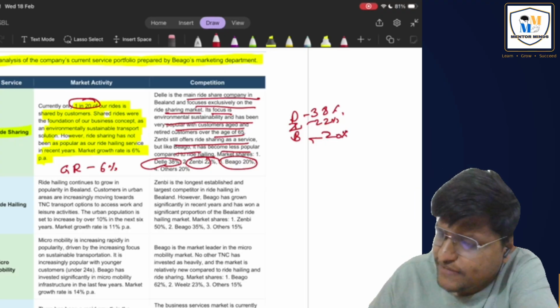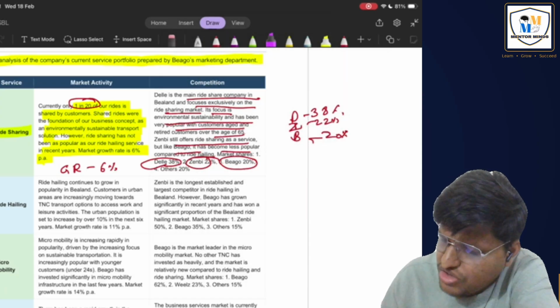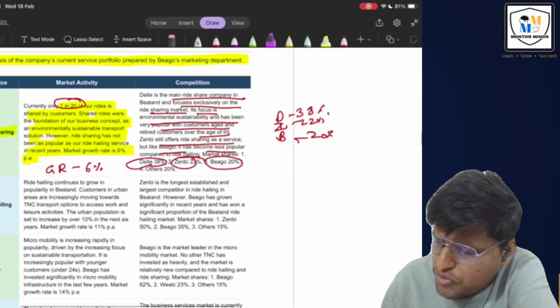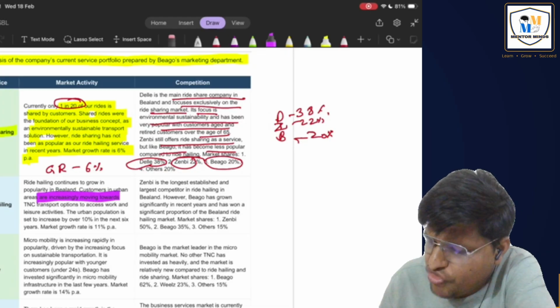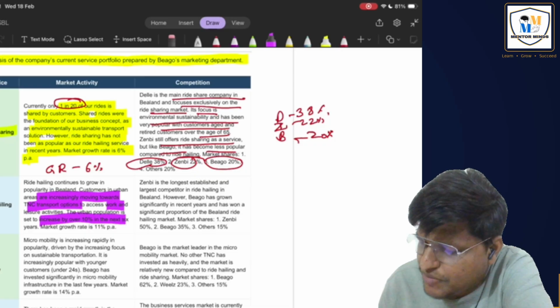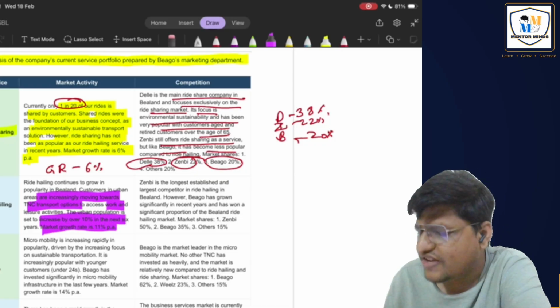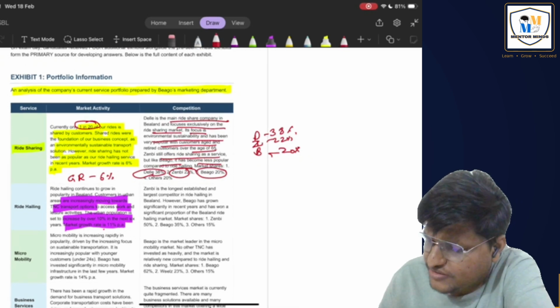Now the ride hailing, which is our most important business. Ride hailing continues to grow in popularity in Bilan. Customers in urban areas are increasingly moving towards TNC transport options to access work and leisure. The urban population is set to increase by 10% in the next years. Market growth is 11%. So here the market growth rate is also 11%.